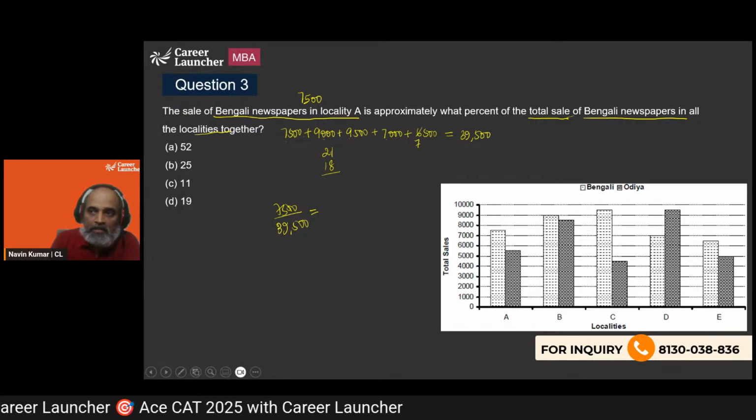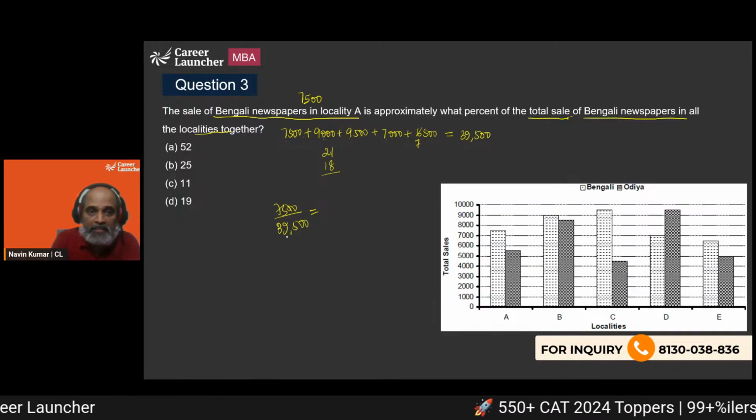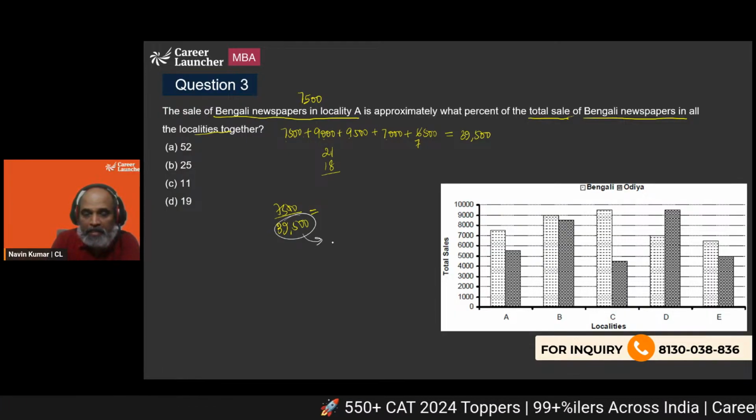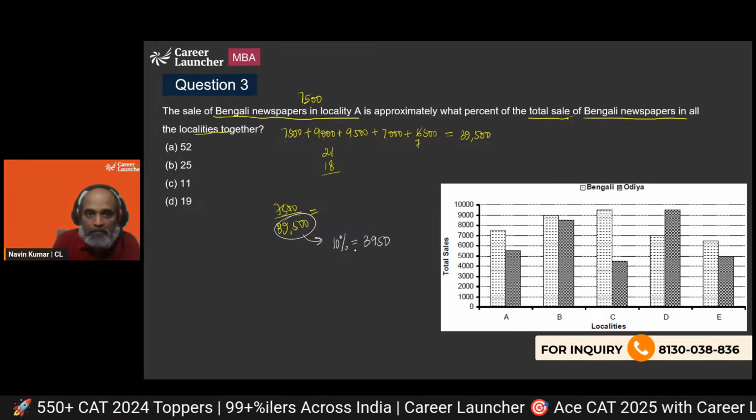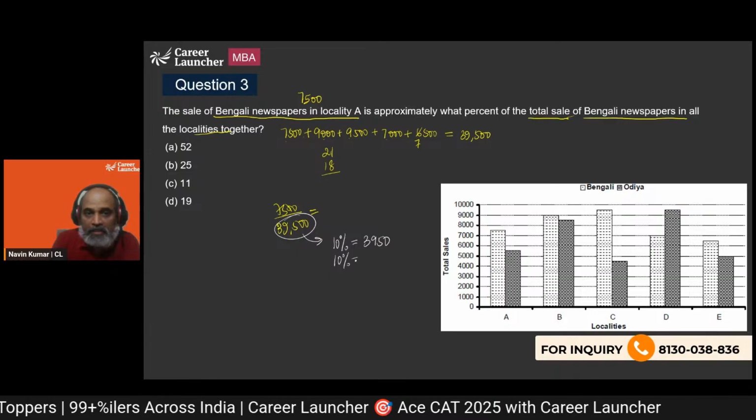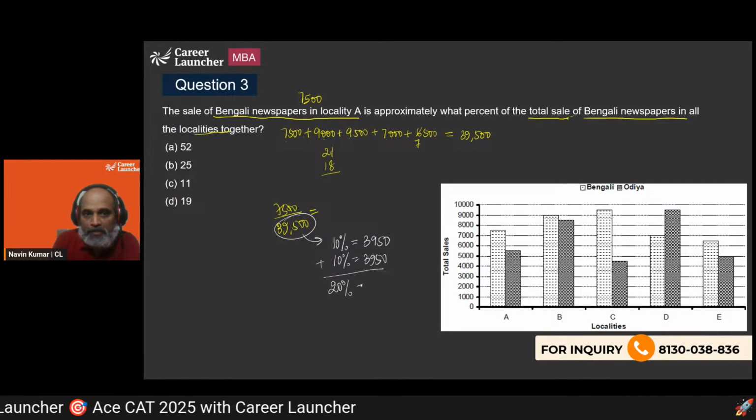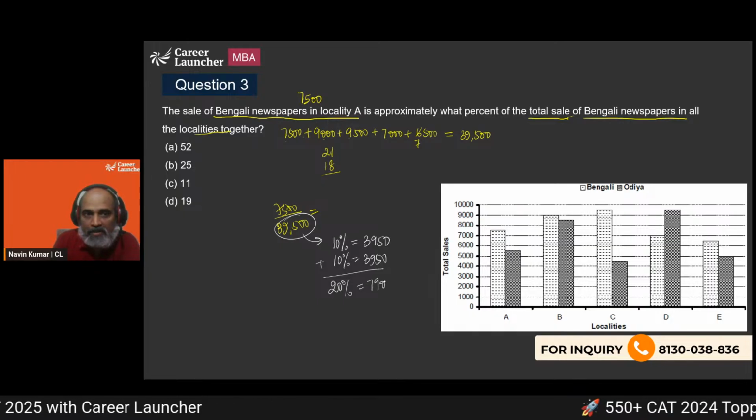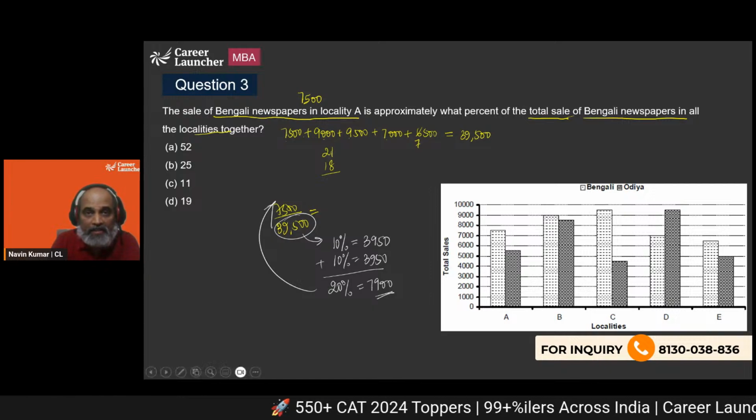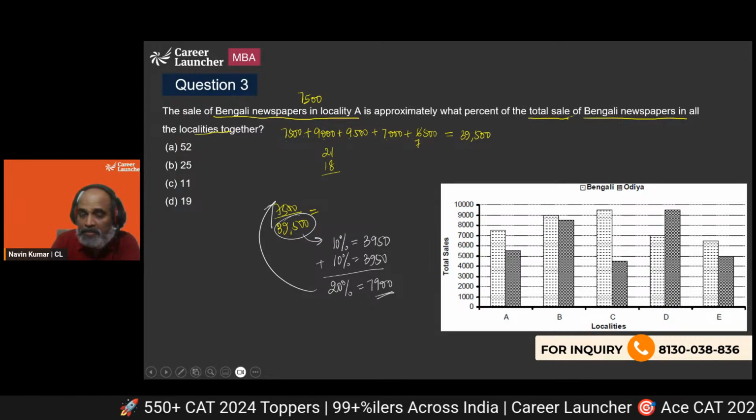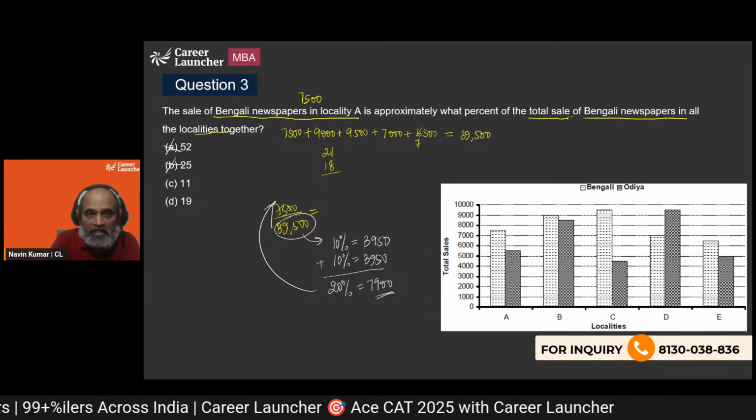So this can be solved in a lot of different ways, but what I generally prefer in such cases is I take the denominator and I calculate its 10%. 10% is going to be 3,950. If I calculate another 10%, that will still be 3,950. And if I add them, 20% will result in 7,900. Since we need a value which is supposed to be less than 7,900, my answer should be less than 20%. So obviously B and A cannot be our answer. It's going to be one among C and D.